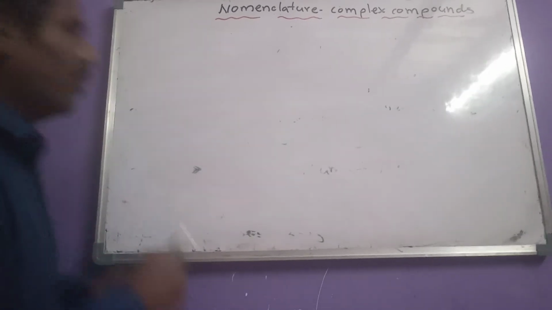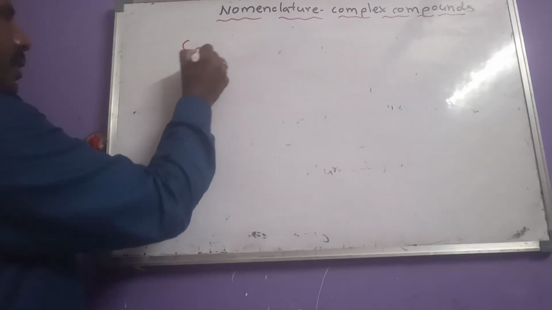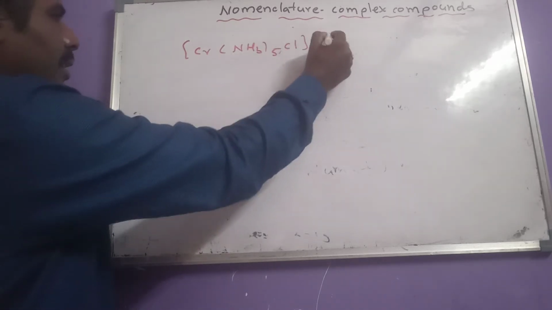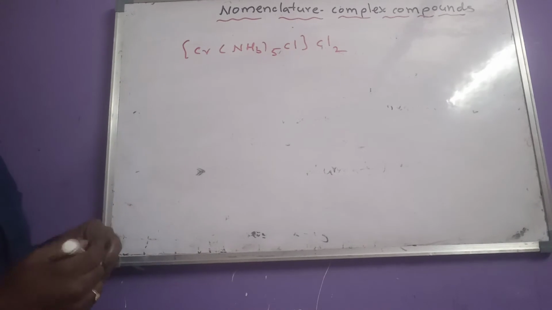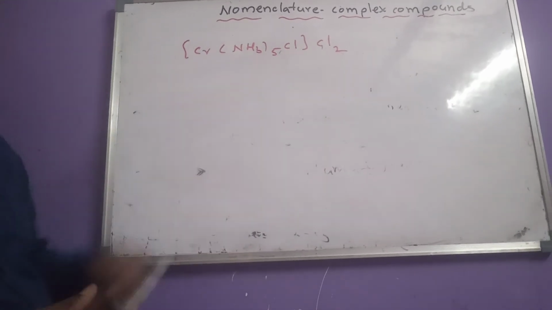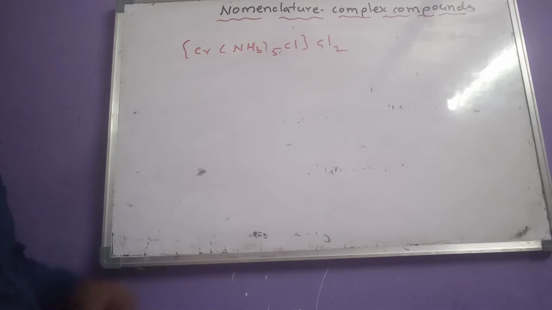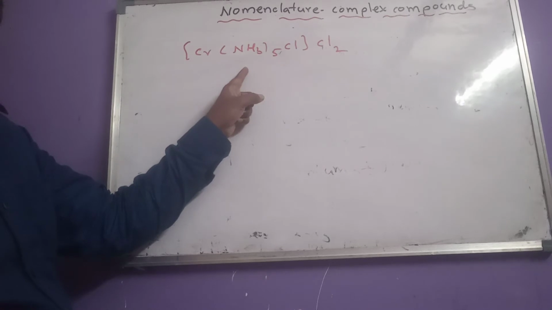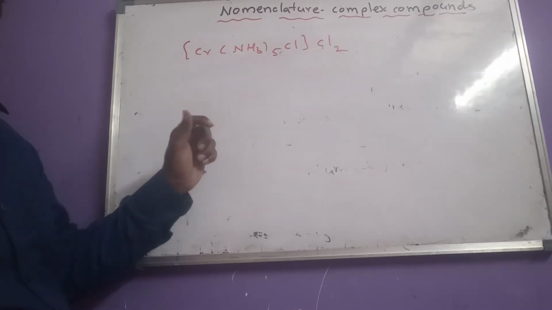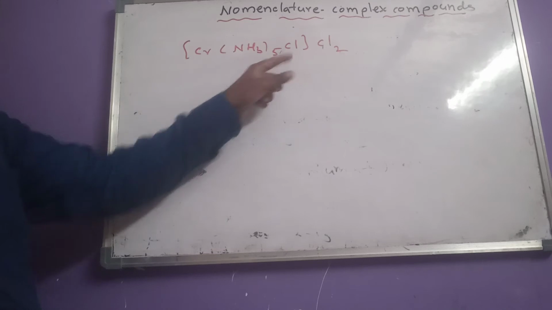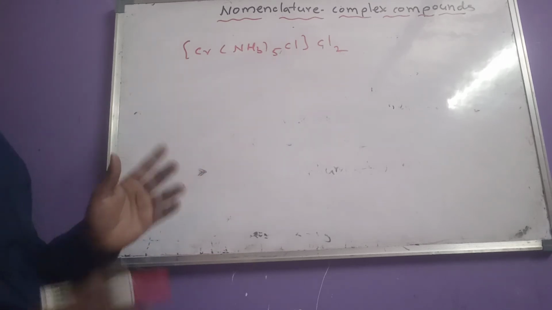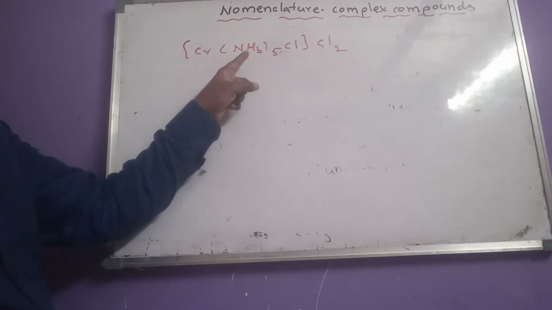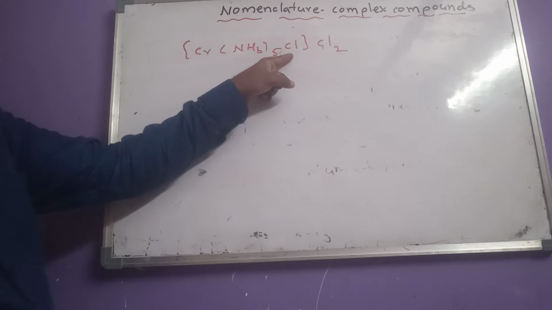See here one example I give. [Cr(NH3)5Cl]Cl2, with 2 chloride ions outside the square bracket, that means in the ionization sphere. Now how to name these? First, the NH3 group's name is ammine, which starts with A. And chloro starts with C. As per alphabetical order, ammine comes first. So we have to name ammine first, then only the chloro.